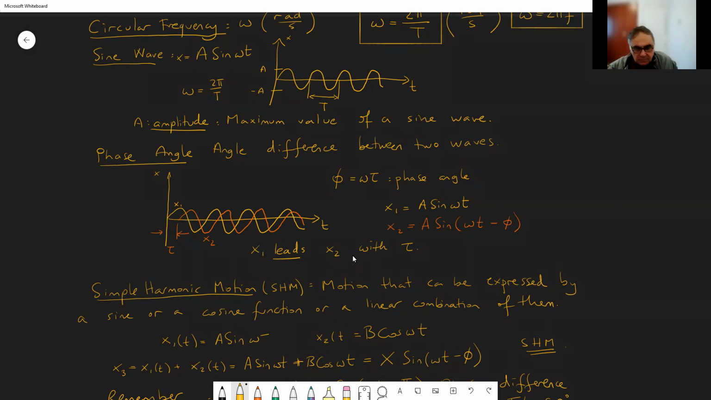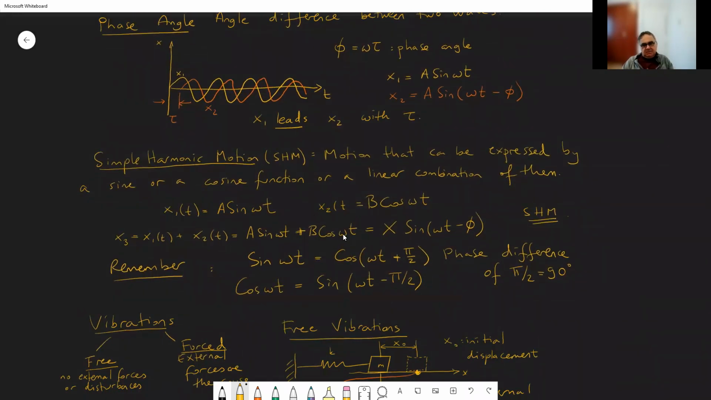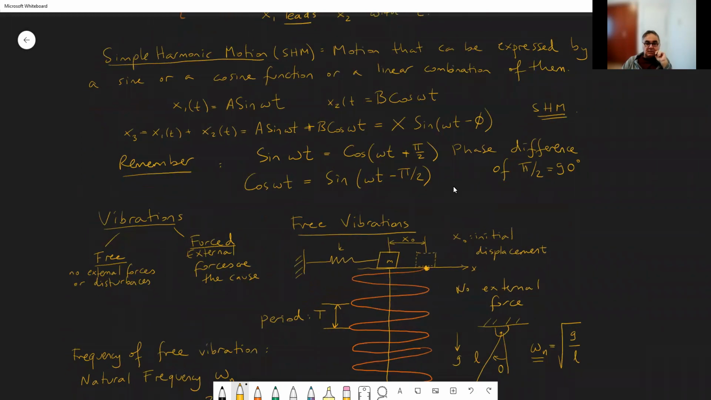Okay. Now, very important are harmonic functions, sines and cosines. They are the most commonly used functions in vibrations. So you use either sine or cosine. They are more or less very similar functions. The only difference is that they have a phase difference. There is a phase difference of pi over 2 between sine and cosine function. There is not much difference other than that.